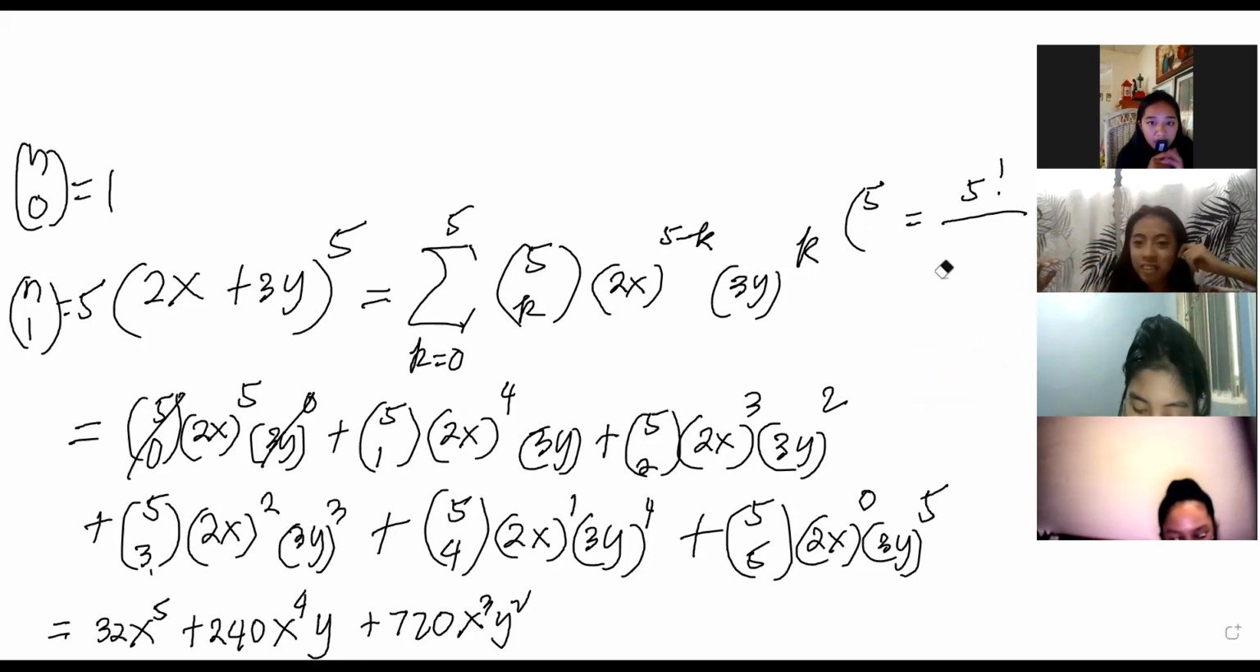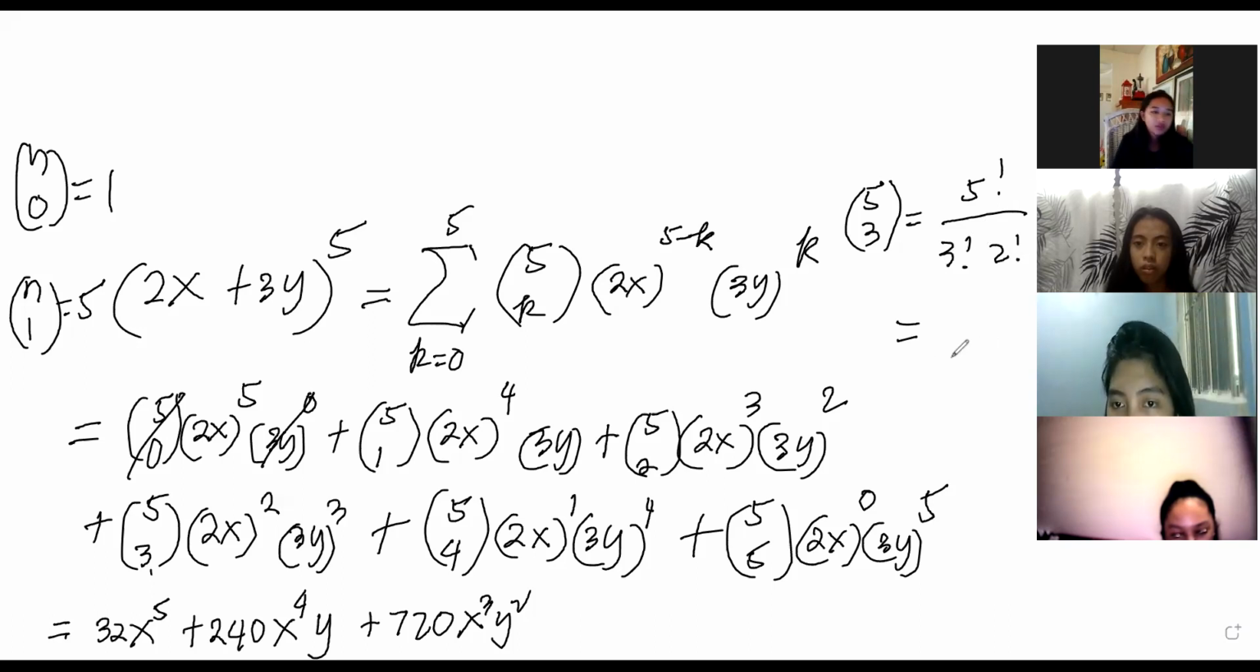What is 5 taken 3? 5 taken 3 should be written as 5 factorial over 3 factorial times 5 minus 3, which is 2 factorial. Okay, yes sir, it can be written as 5 factorial over 2 factorial times 3 factorial, or 5 factorial over 3 factorial times 2 factorial. So this is also equal to 10. Yes, 10, sir. So this portion is also 10.